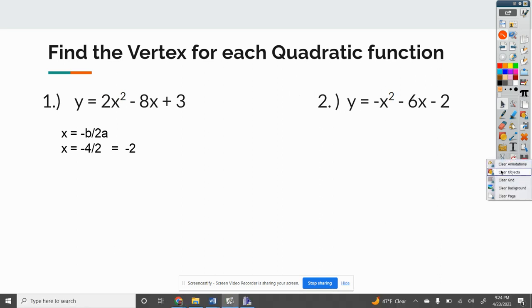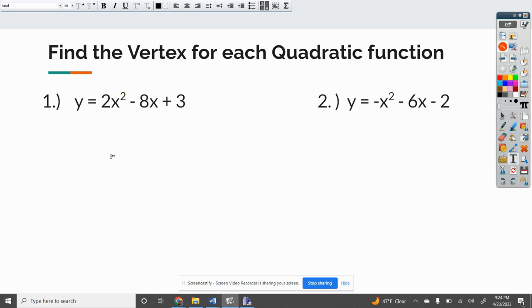All right, so let's see what else we have here. Two more examples. Let's try to do these quickly. Let's clear these objects on the screen. Let's try typing, it's a little bit cleaner. We're going to use our -b/2a again. So b is already negative, it's a -8. So when I have a double negative, it's going to make it a +8. And on the bottom of the formula, it's 2 times a, and a is 2. So it's 2 times 2 on the bottom, which is a 4. And then 8 divided by 4 is 2.